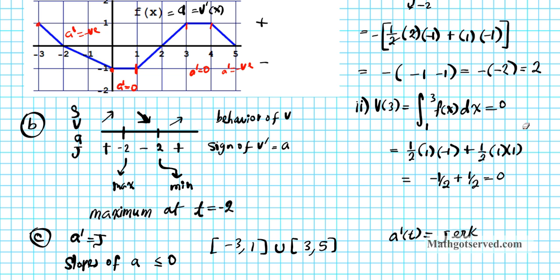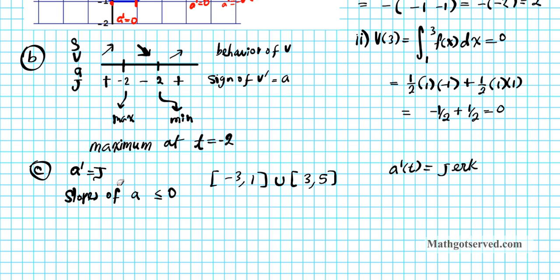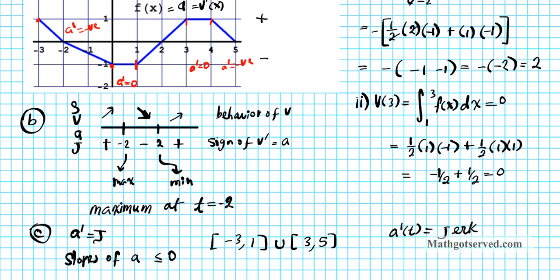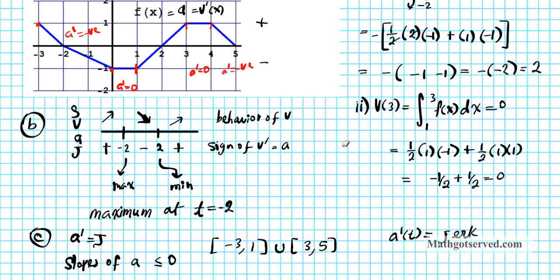Okay? Alright, let's take a look at option letter D. We're to find the intervals where the velocity is decreasing. So V of t is decreasing when V prime, which is equal to A of t, is what? Negative. So we have to go back to the graph and look for where the acceleration is negative. Anywhere the acceleration is negative, that means that its derivative, which is velocity, is going to be decreasing.